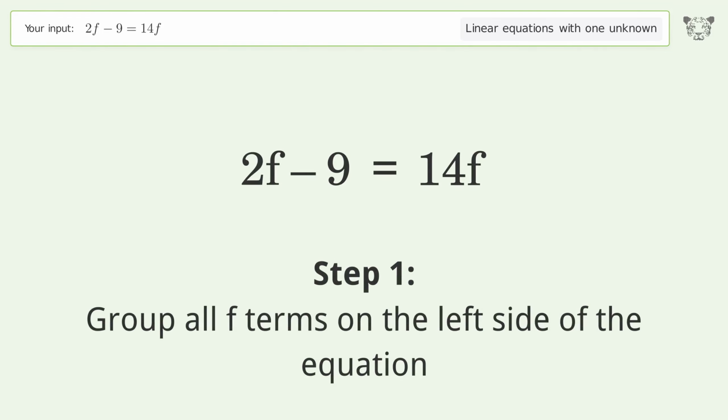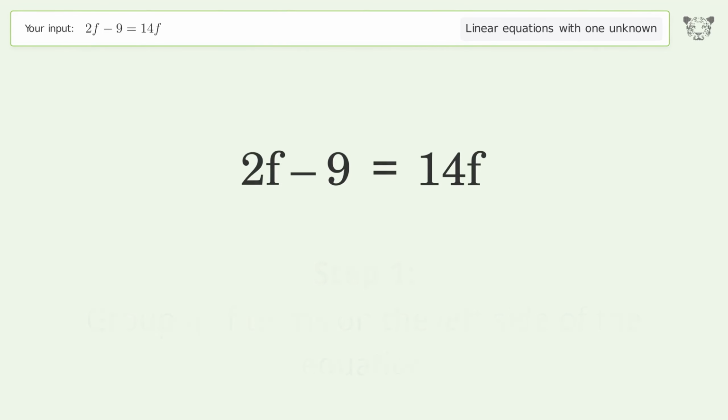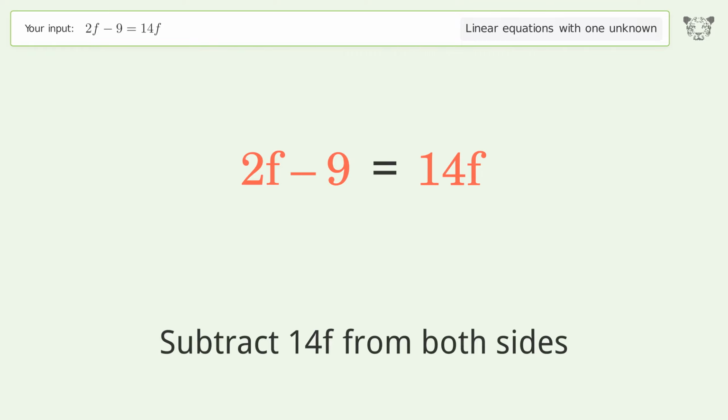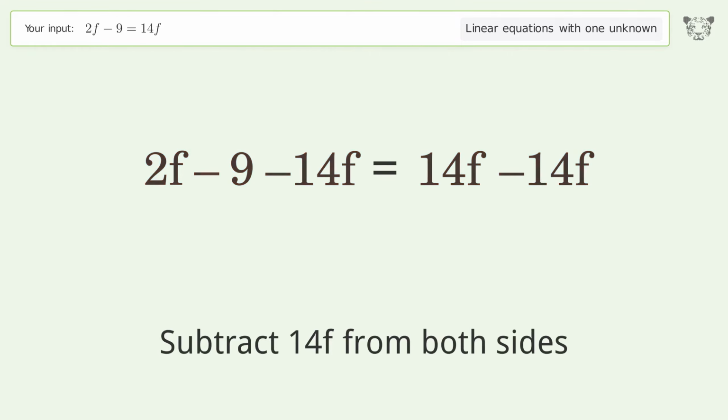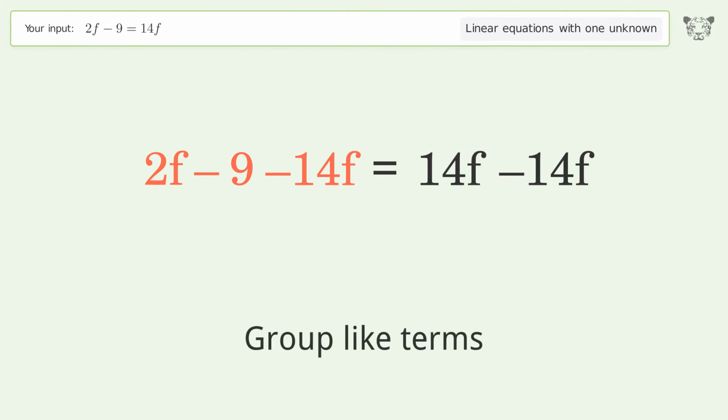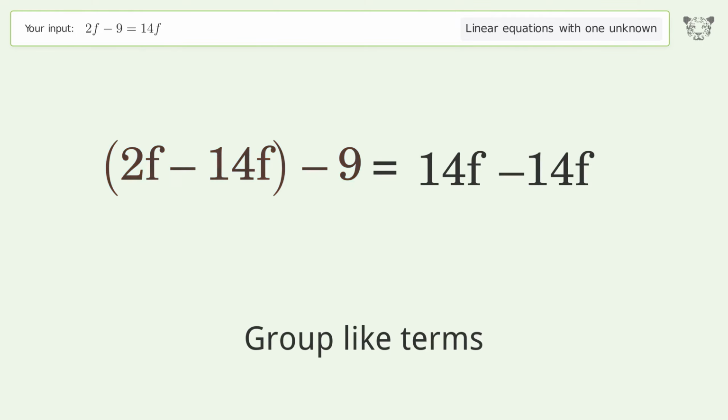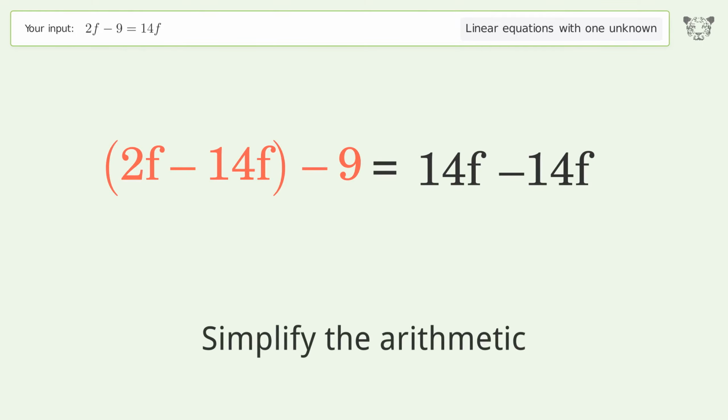Group all f terms on the left side of the equation. Subtract 14f from both sides. Group like terms. Simplify the arithmetic.